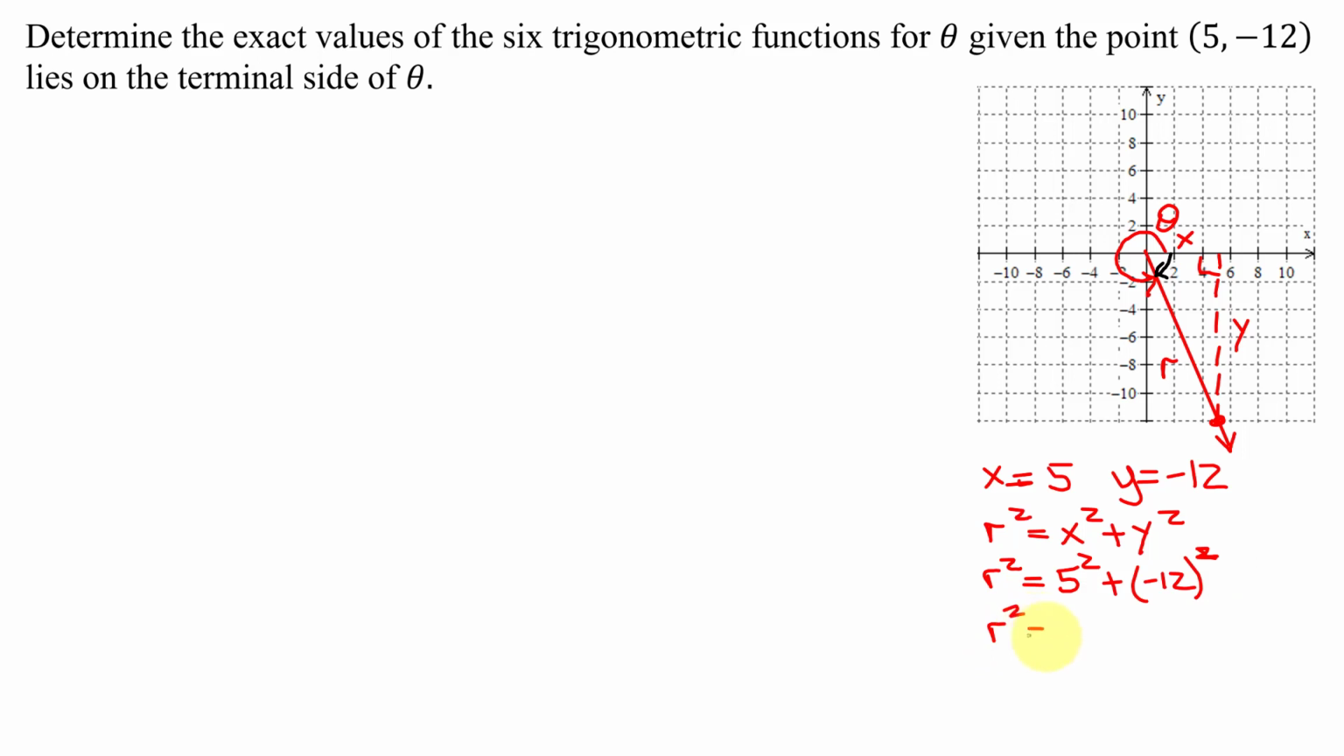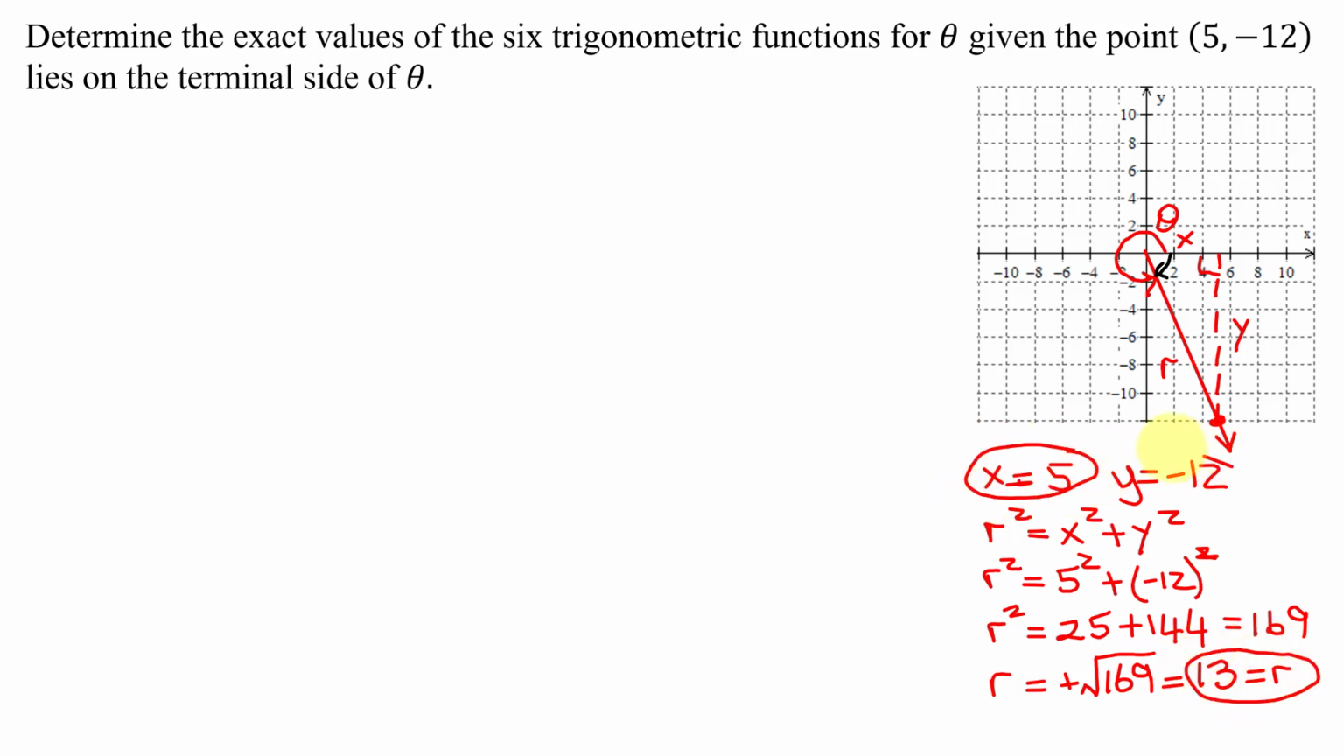So r squared equals 5 squared is 25, plus -12 all squared. -12 times -12 is positive 144, and 25 plus 144 is 169. So that's the value for r squared. Remember, r is always positive, so it's the positive square root of 169, which is 13. So now I know the value of r, x, and y. I can find all 6 trig functions for my angle theta.